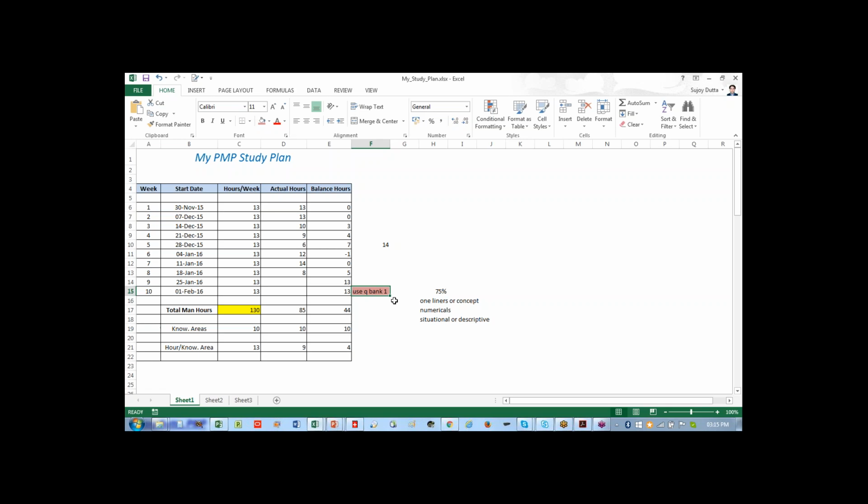Many people have reported that by doing this and taking the real test, they hardly felt anything, because they had taken the mock test 3-4 times and they were so used to taking the test that the real test actually felt like another mock test. So that was the response.